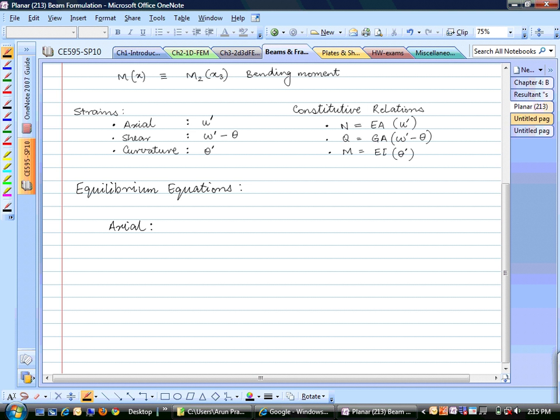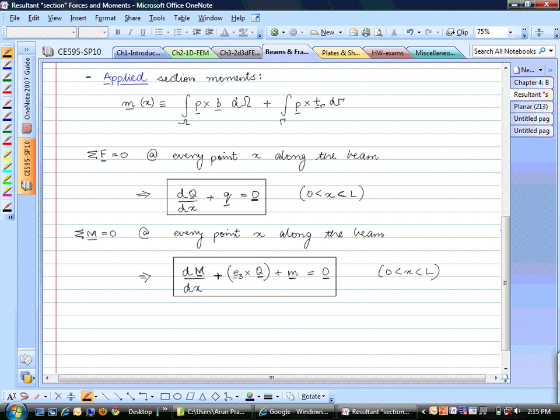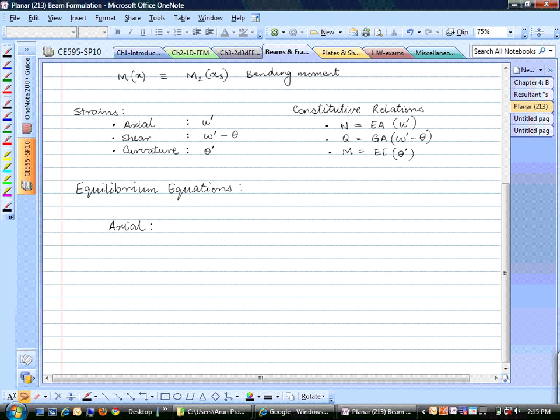All we have to do is go back to this page. This equation is the sum of forces is equal to 0 in 3 dimensions. We are saying now that we have to apply that equation for the axial component, this component. So what that tells us is n prime plus force distribution in the axial direction, n, is equal to 0, any axial forces.